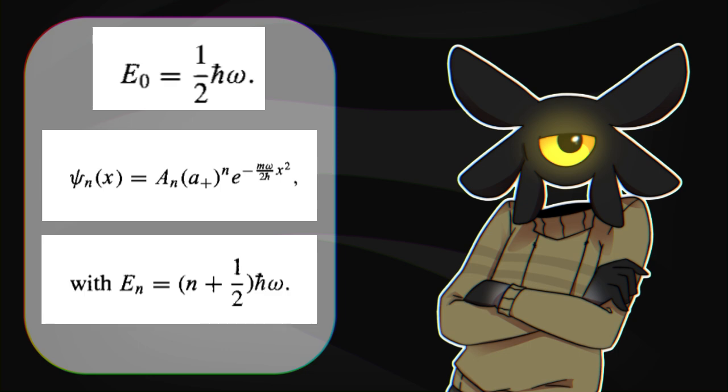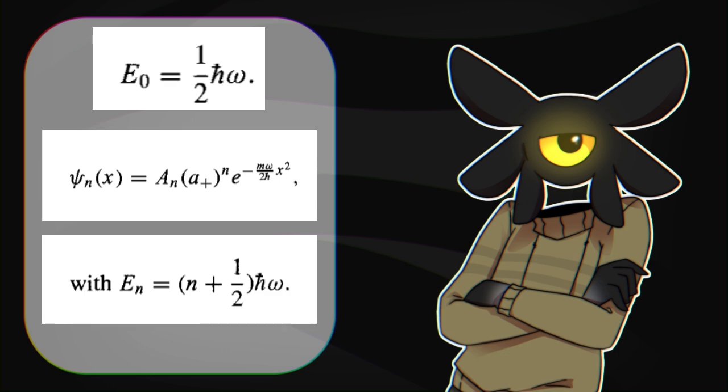Now, with our foot securely planted in the bottom rung, as Griffiths states, we can simply apply the raising operator to any n numbered state of our wave function, and we can get a distinct energy level for each of these particular excited states of our wave function, which we just simply write as psi sub n of x is equal to a sub n times the raising operator to a power of n times our exponential, where E sub n is equal to n plus 1/2 quantity times h bar omega.